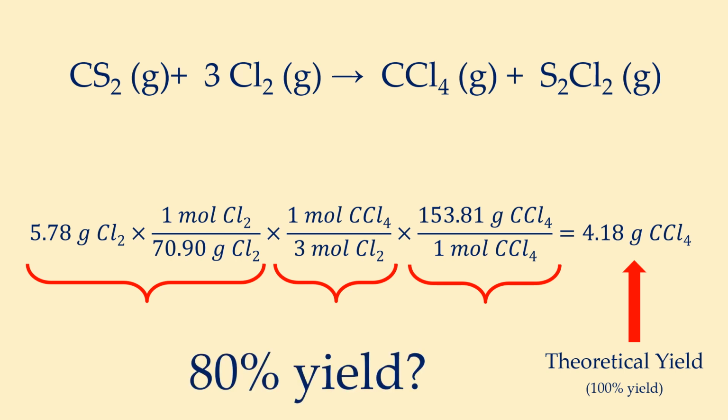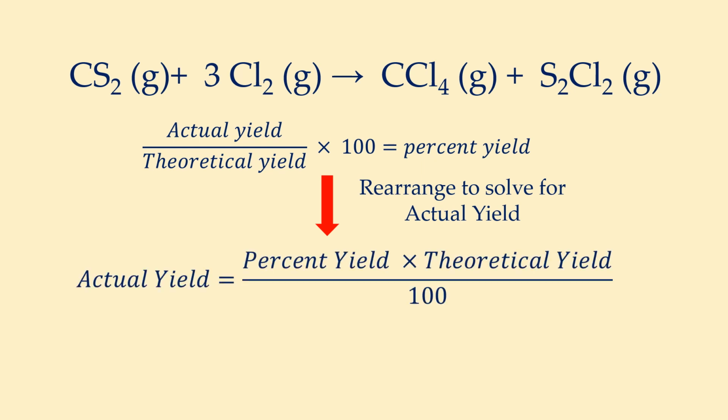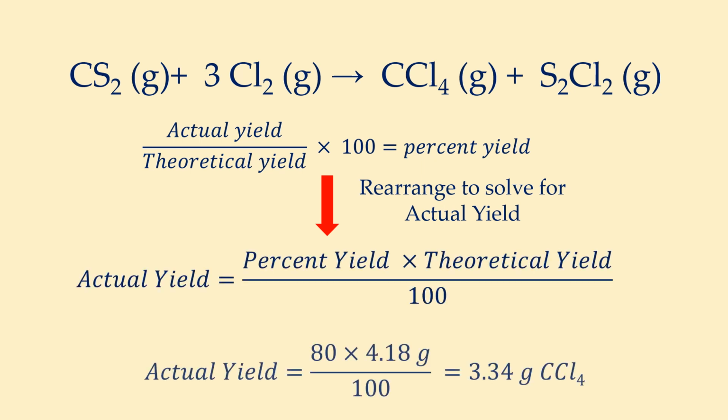But recall that the question was asking for an 80% yield. So I'll take our percent yield equation and rearrange to solve for the actual yield. Inserting our values gives 3.34 grams of carbon tetrachloride, assuming an 80% yield.